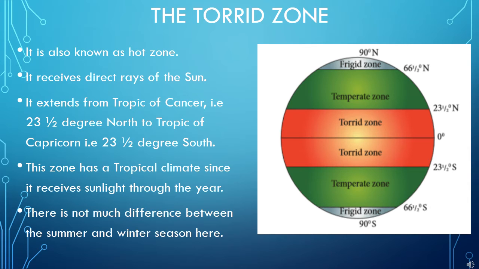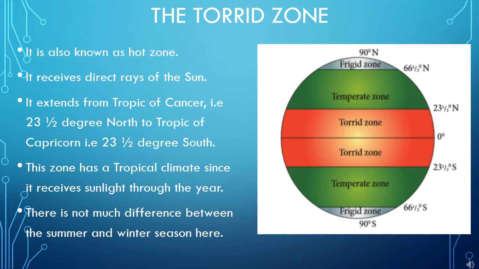See, 0 degree is equator. Now above the equator is northern hemisphere, and below 0, that is southern hemisphere. So it is written 23.5 degree north, that is Tropic of Cancer, and 23.5 degrees south, that latitude is known as Tropic of Capricorn. And in between that, the red color, very much next to the equator on the north side and on the south side, is the torrid zone.